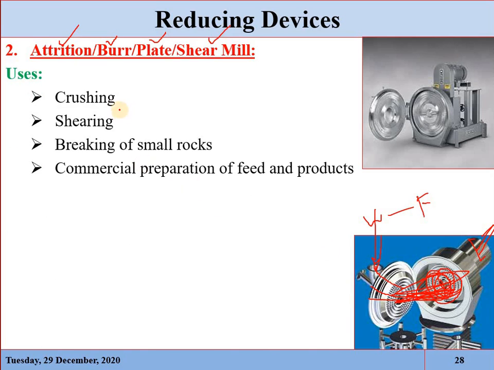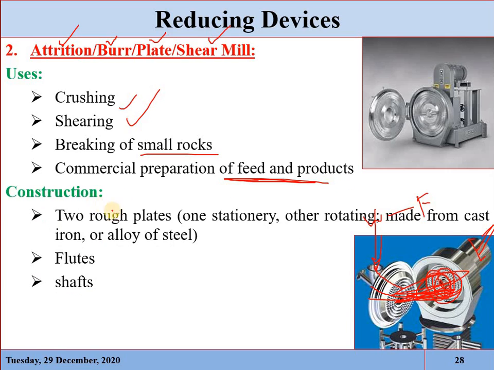It is used for crushing, shearing and breaking of small rocks, and commercial preparation of feed and product. Most importantly, if you have to reduce the size of particles into powder form, then this attrition mill is used.